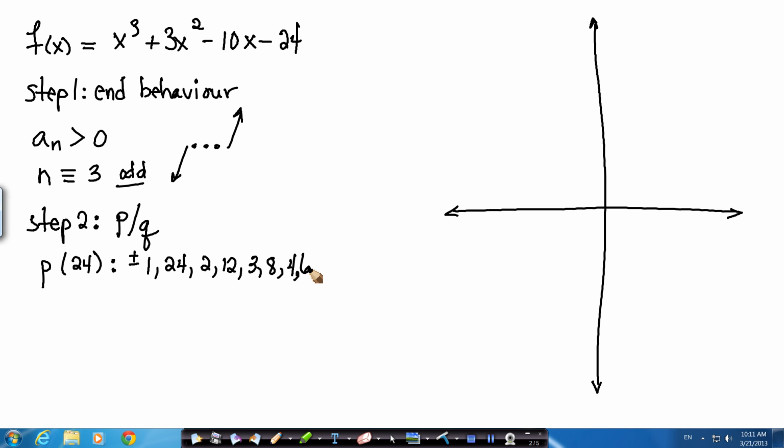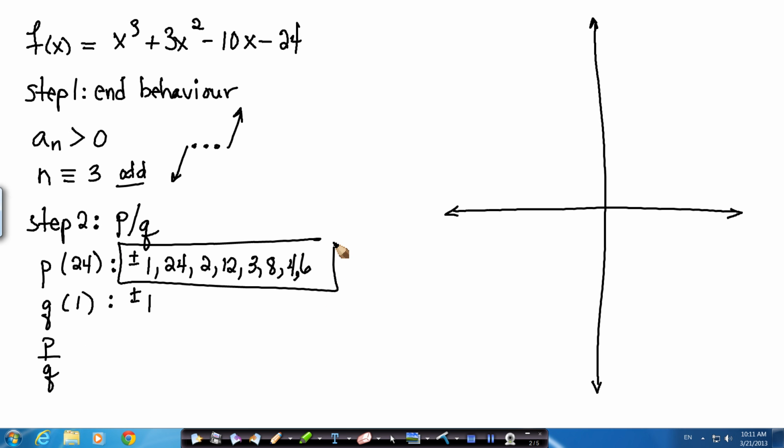Now, Q is really nice, right? Because our lead coefficient is just 1, so the possible factors of 1 are, well, 1. Since P over Q, since our Q is 1, our possible rational roots end up being plus or minus 1, 2, 3, 4, 6, 8, 12, and 24.